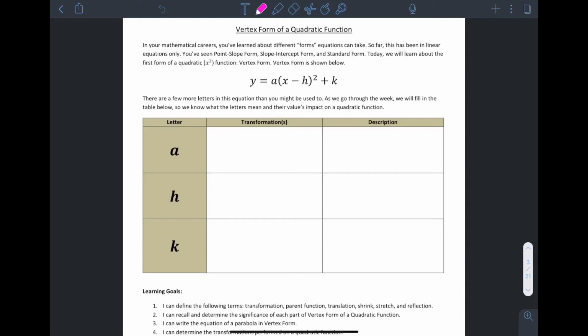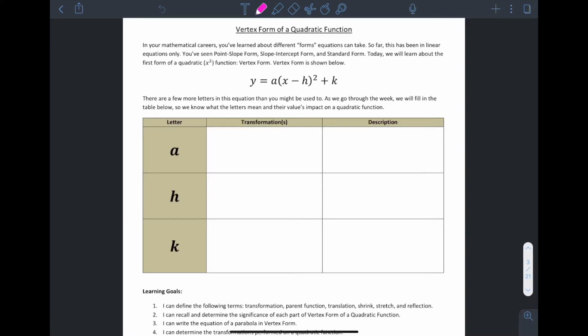Hello everybody, we're going to summarize what we should have learned from our investigation. We have a, h, and k in the vertex form of a quadratic function. Vertex form is y equals a times (x minus h) squared plus k. So we need to talk about what a, h, and k each do to a function, and then apply that to the formula.